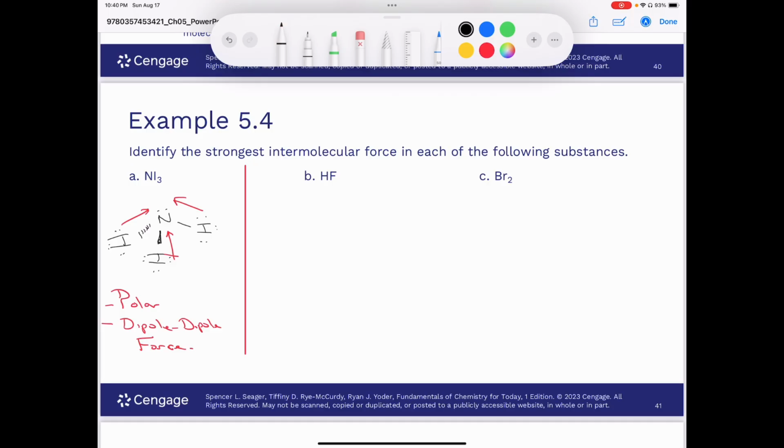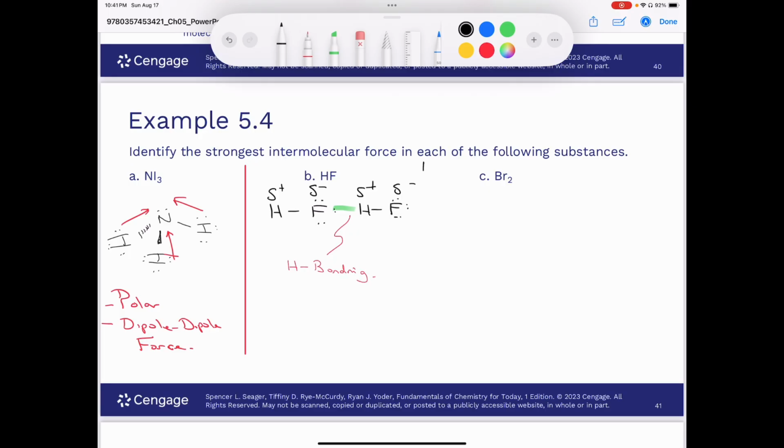The next one is HF, hydrogen fluoride. We already saw this one, so you remember the HF. Fluorine is the most electronegative element in the periodic table, so it's going to be delta negative. The hydrogen is going to be delta plus. If I have a neighboring HF molecule, you put the delta positive here, delta negative here, and there's going to be a hydrogen bond between the two, because we have the hydrogen bound to a fluorine. So we'll put here hydrogen bonding.